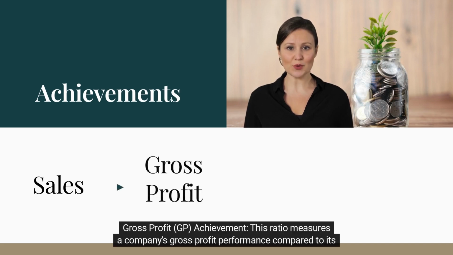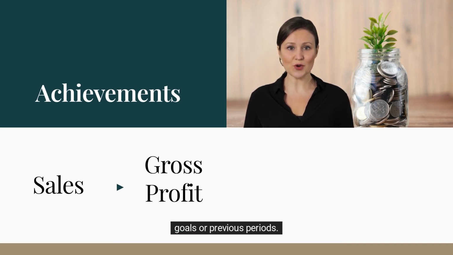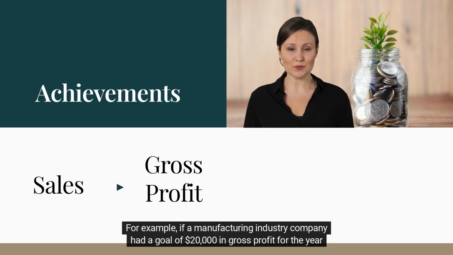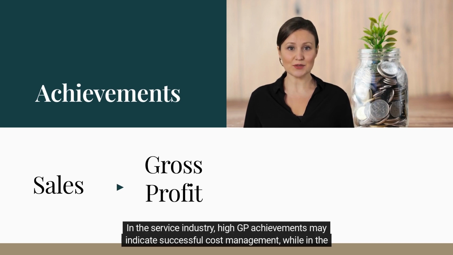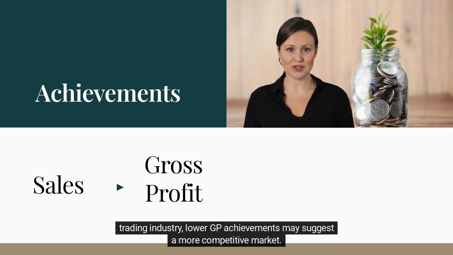2. Gross profit, GP, achievement. This ratio measures a company's gross profit performance compared to its goals or previous periods. For example, if a manufacturing industry company had a goal of $20,000 in gross profit for the year and ended up with $22,000 in gross profit, its GP achievement would be 110%. In the service industry, high GP achievements may indicate successful cost management, while in the trading industry, lower GP achievements may suggest a more competitive market.